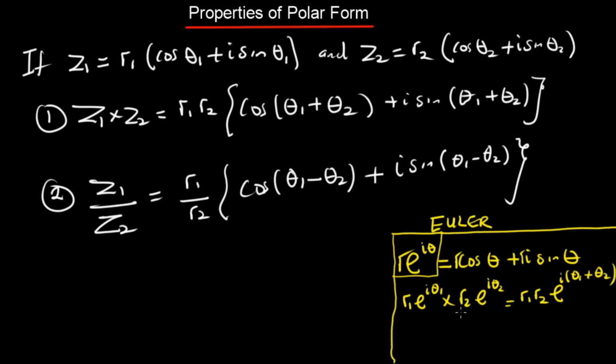Also, if you're doing division or power, you can easily work with Euler's formula, then later convert to a normal polar form. But that's not what we're going to be looking at in this tutorial. It's just a quick overview of what the Euler formula talks about. So let's go back to our polar form. We're going to be using these two properties to find the multiplication and the division of complex numbers. And let's start with some examples.